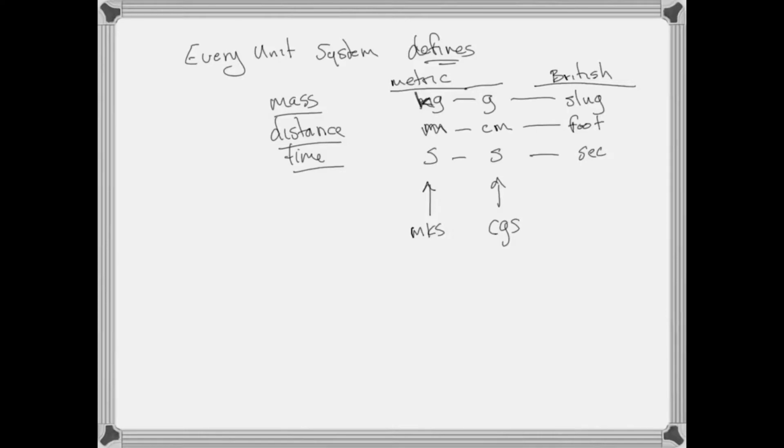So if we go along one of these lines, there is a conversion factor to go along the line. But each of these quantities is defined independently of the other. A second is defined completely independently of the meter, which is defined independently of the kilogram. So we need to choose a system in order to understand units. We need to choose a system and stick with it. In this class, you can use any system you want.